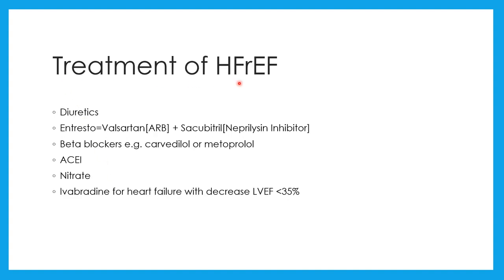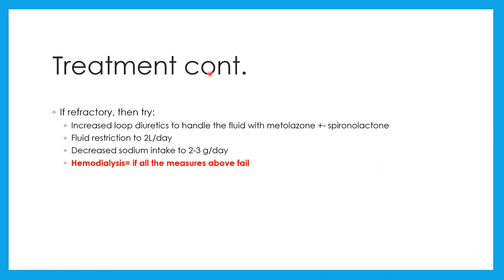How can we treat heart failure with reduced ejection fraction? We can use diuretics. Entresto contains valsartan, that is an angiotensin receptor blocker, with sacubitril, that is a neprilysin inhibitor. Remember, I've alluded to the fact that sacubitril has the capability of preventing BMP destruction. Beta blockers, here we'll be making use of carvedilol or metoprolol. ACE inhibitors, nitrate, ivabradine for heart failure with decreased left ventricular ejection fraction less than 35%.